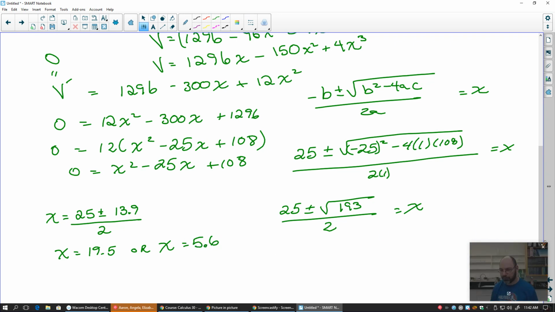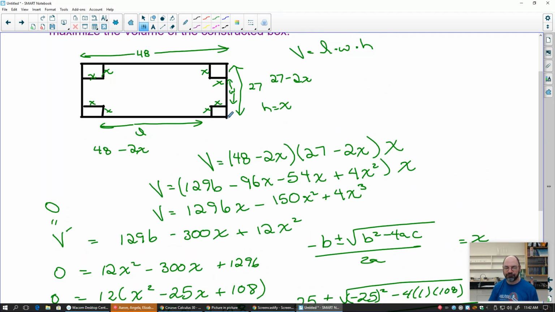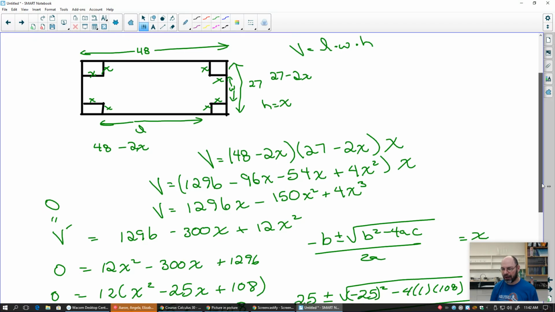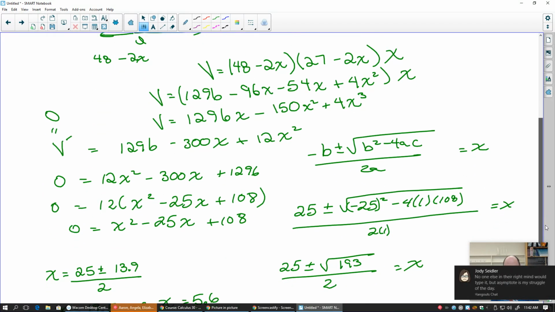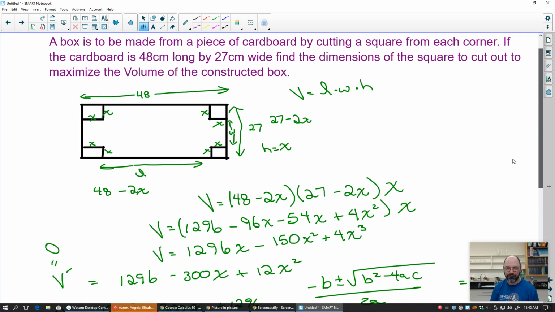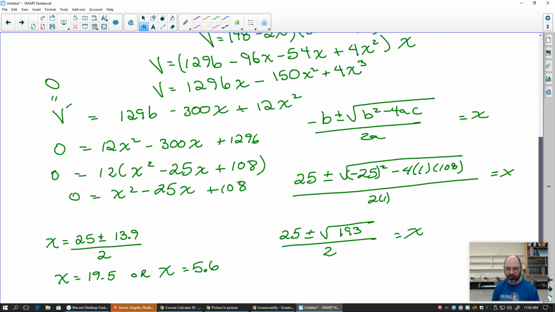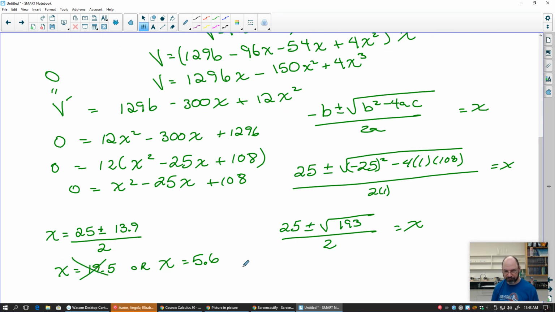Which one makes sense? Well, this is 27, so if this thing was 27 wide, and we're cutting out 19.5 and 19.5, that's not going to fit there. So that one makes no sense. So the one that makes sense is 5.6. So therefore, we can say that the square is 5.6 centimeters by 5.6 centimeters.